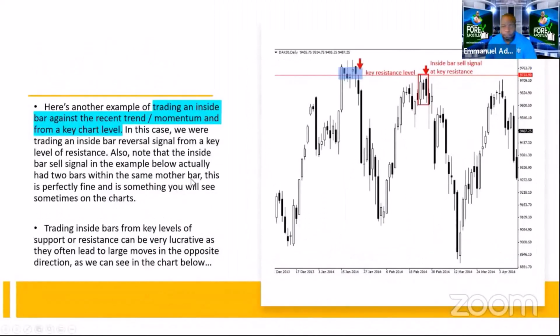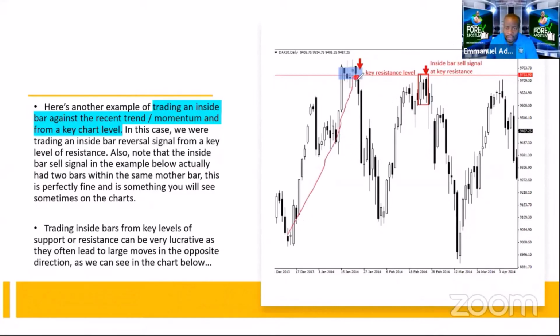let's move. Right. So in this example, you can see another example of trading an inside bar against the trend. Who says you cannot trade against the trend? You can trade against the trend as long as you know how, where, and when. So like in this case now, you see, trading an inside bar against the recent trend momentum and from a key chart level. So in this case, as you can see again, the market was up, okay?